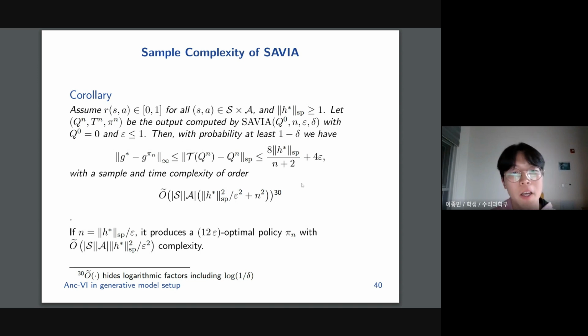This convergence rate is a stochastic version of the result in the previous section on weakly communicating MDPs. This corollary holds for arbitrary n, where n is the number of iterations. If we set n to the span seminorm of h star over epsilon, then it produces a 12 epsilon optimal policy with the following sample and time complexity. As we showed in the table, this sample and time complexity matches the lower bound in terms of the span seminorm of h star. Furthermore, this is the best known sample complexity among model-free methods.